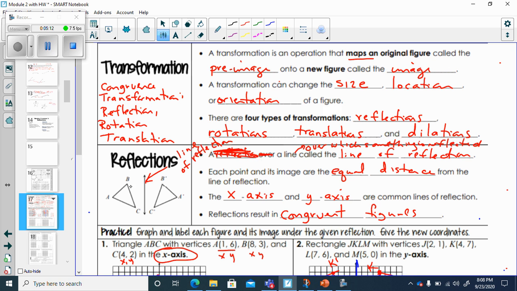Each point, like A, and its image, A prime, are going to be an equal distance from the line of reflection. Now in 8th grade, the two lines we're going to reflect over are the x-axis and the y-axis. Reflections result in congruent figures. You can reflect over other lines, but at this point, those are the only ones we're going to deal with. The reflections will create congruent figures. Look, they're mirror images of each other, hence reflection.